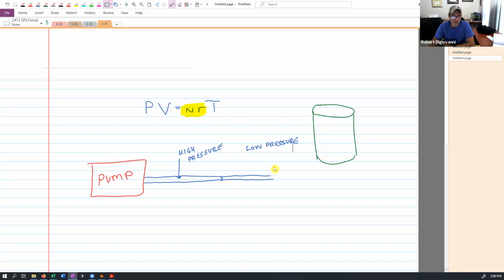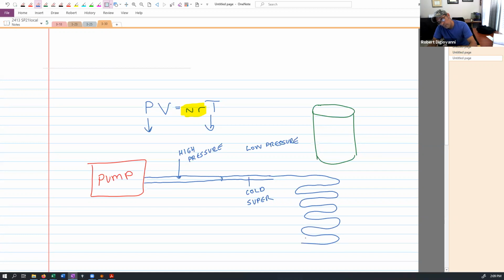So what happens is that you go from high pressure to low pressure, and anytime you lower pressure, you lower temperature. So when the gas comes out the other side, it's super, super cold. Not just cold, super cold, okay? So you have a super cold gas now that's in this pipe, and you run that pipe back and forth like this.